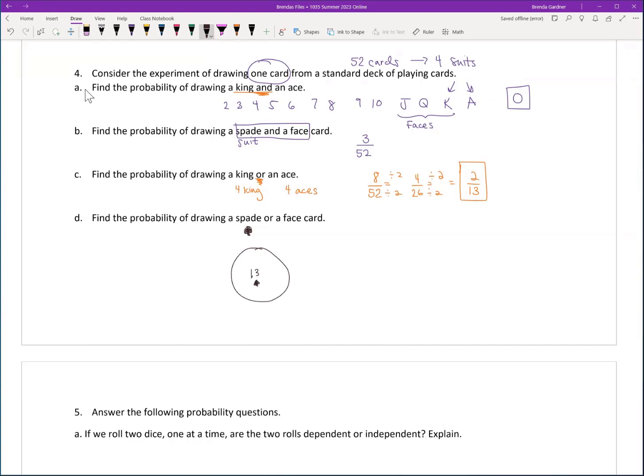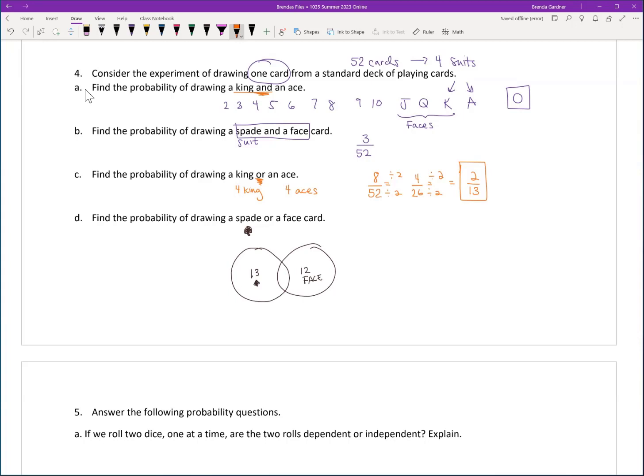There are some face cards. There are 3 face cards in each suit, so there are basically 12 faces. But we want to know how many are between those, okay? So we can't just add the 13 and the 12 faces, because there are a few of those cards that are both. And so we have to subtract out what are both.